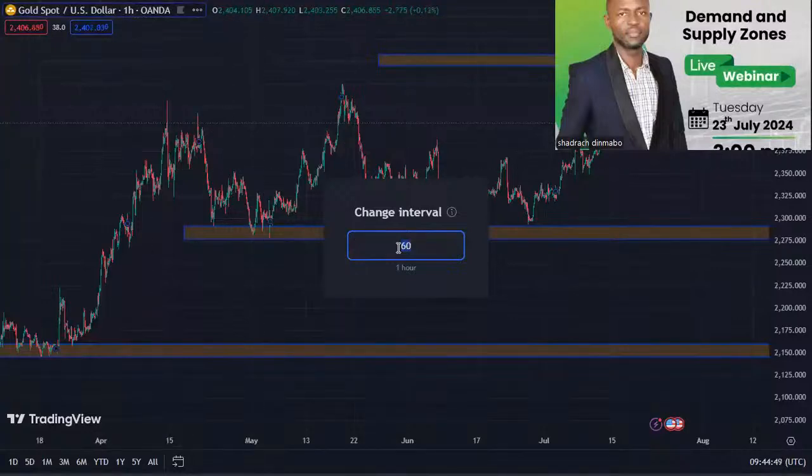Sorry, maybe daily to draw some zones in the daily time frame. Is that okay? Yeah, we can draw some zones in the daily time frame and then come to the 1 hour so that another thing again.